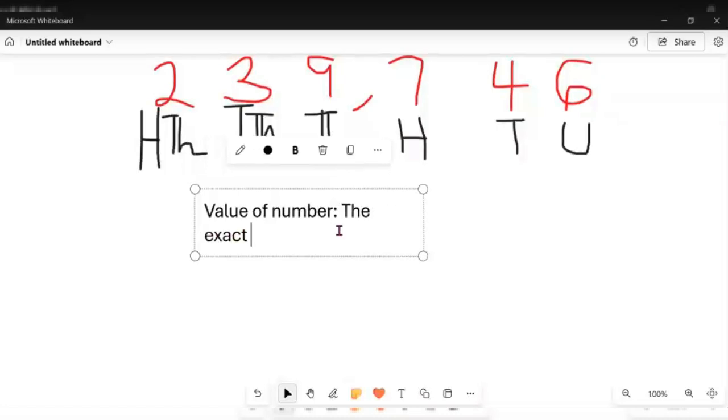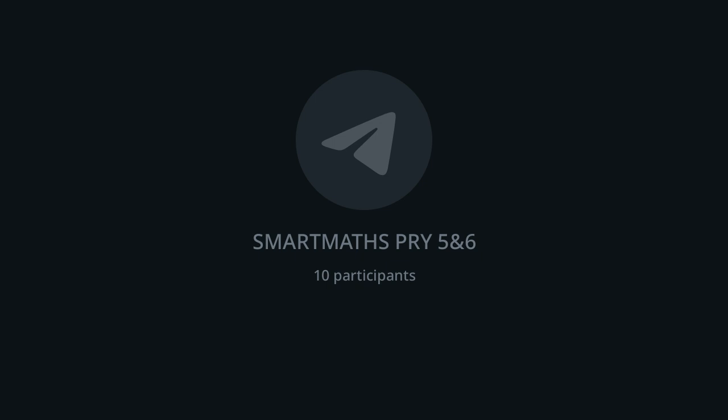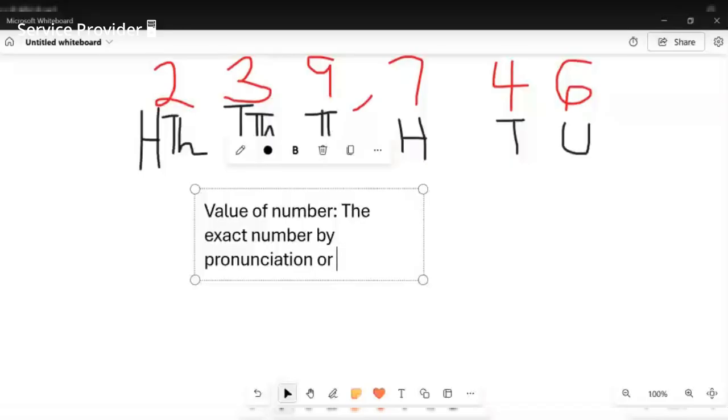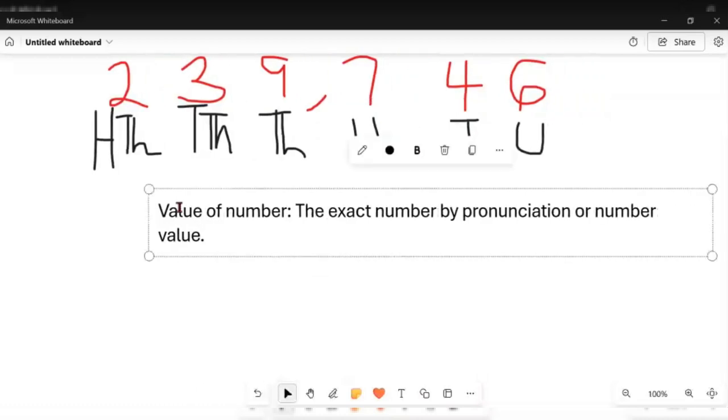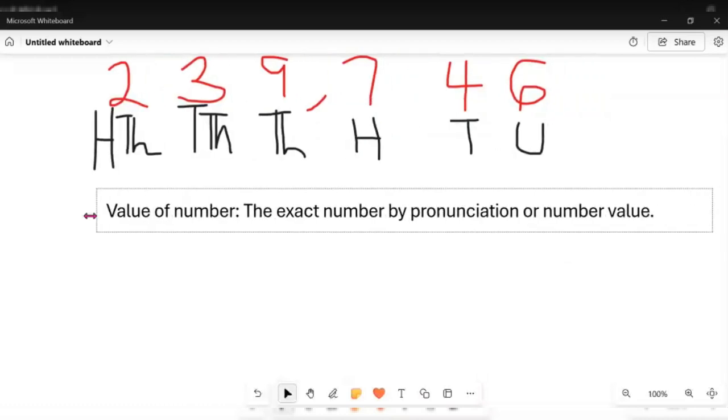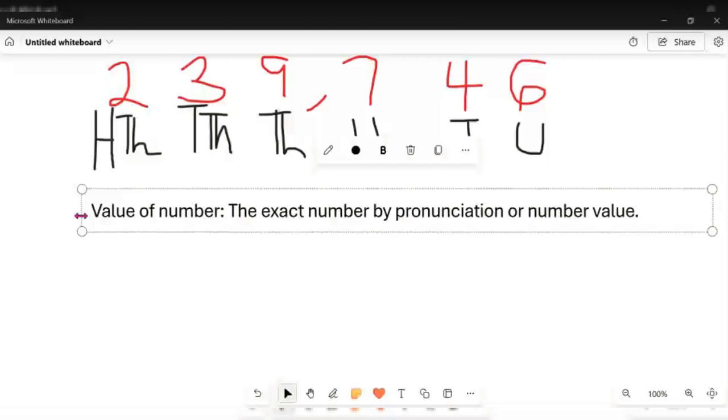The number value. Fantastic. The number value, or I can even say the exact number by pronunciation. Because when you are asked to pronounce the word, when you want to call out the word, you call them by their value. You don't just call them anyhow. So when we say value of number, it refers to the exact number by pronunciation, or the number value, by what Mariam has said. That's fantastic.